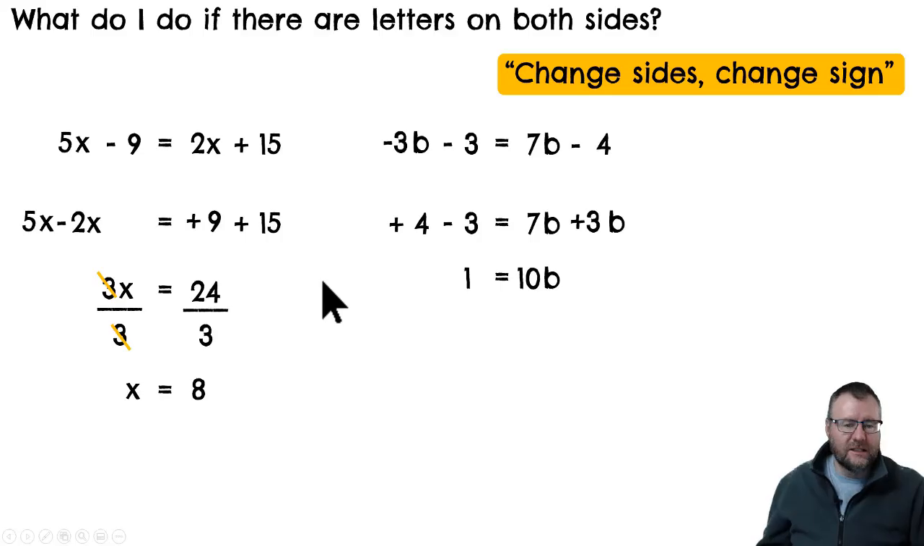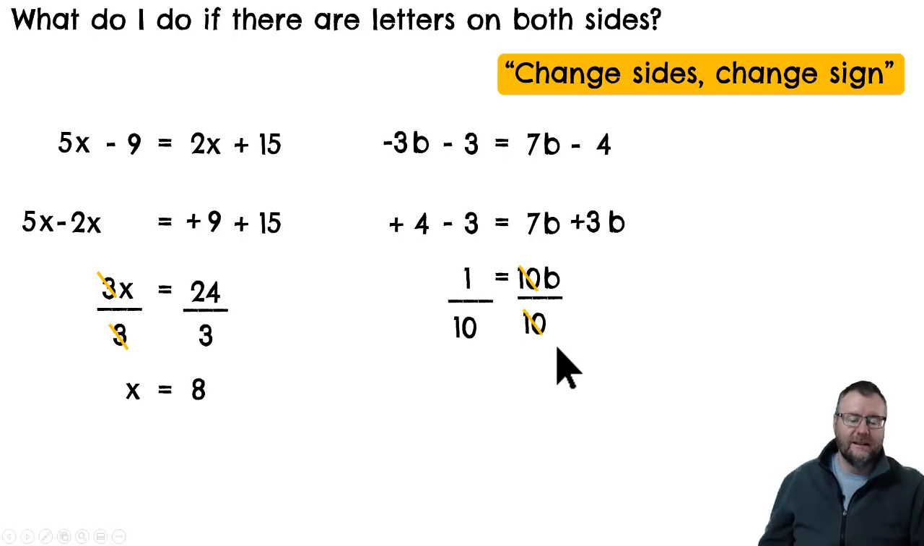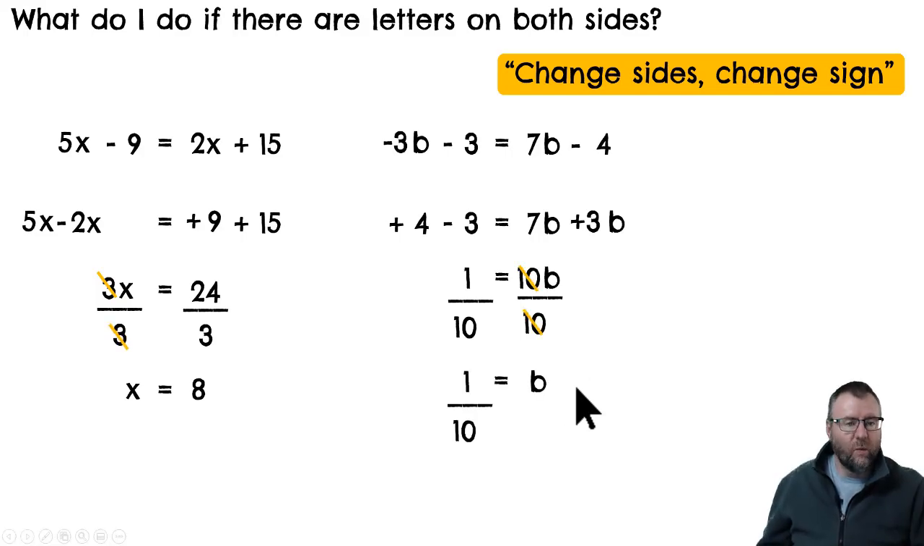From here, it's just similar to what we did in the last question, right? To get rid of the 10 here in front of the b, I divide both sides by 10, because this is b times 10. The opposite is divide by 10. The 10s cancel out, and I'm left with an answer of 1 over 10 equals b.